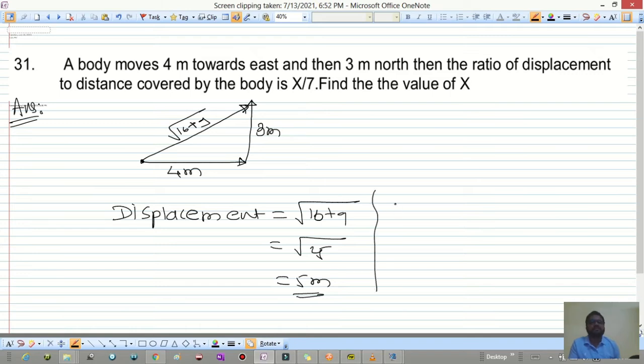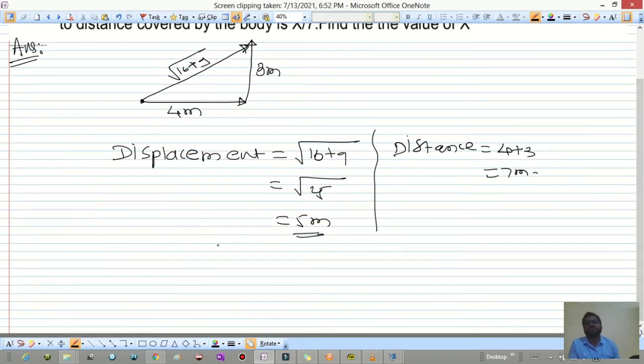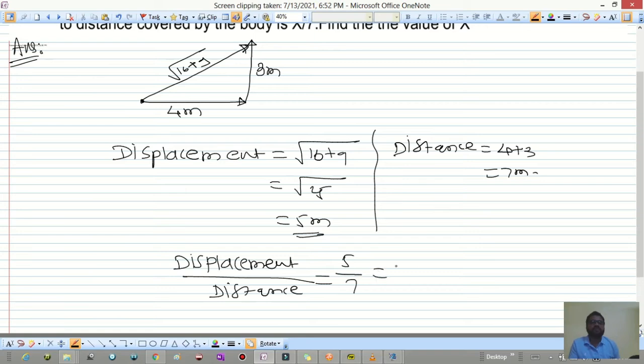And what about the distance? Distance is the actual path travelled, that is 4 plus 3, which is equal to 7 meter. And we want the displacement to distance ratio, and that is equal to 5 divided by 7, which is x by 7. So x is 5 meter. So I hope this is clear.